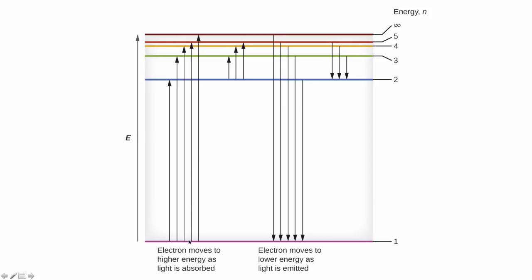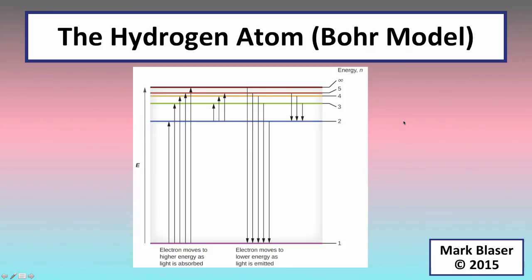And then, of course, remember that electrons move to higher energy levels when light or electromagnetic radiation is absorbed, and they go to lower energy levels and emit light when they do that. And that is it for the hydrogen atom in the various aspects we are going to look at.